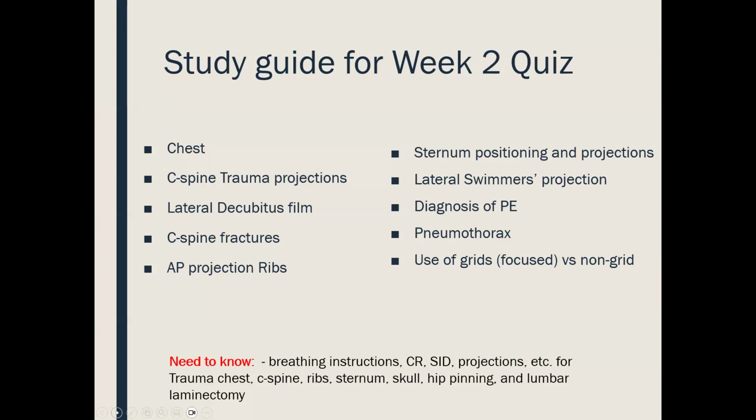And you need to know that for the chest, the C-spine, the lateral decubitus image, C-spine fractures, the AP projection of the ribs. Not just AP projection, but you do unilateral or bilateral upper and lower. Sternum projections, the lateral swimmers. What is the name of the lateral swimmers projection? Does anybody know? How to diagnose a pulmonary embolus, we just talked about that a second ago. What is the method name of the lateral swimmers projection? Come on, guys. I know somebody knows that. And how to use a grid versus non-grid projection.